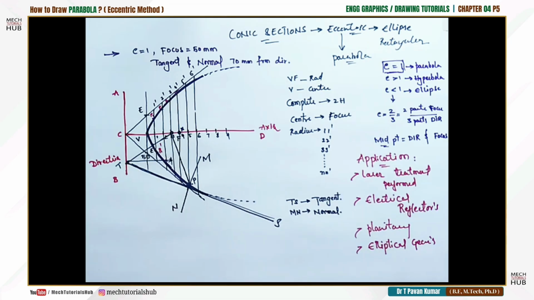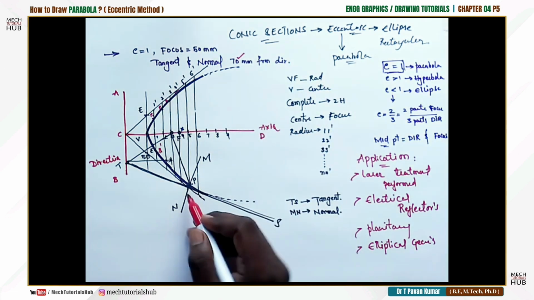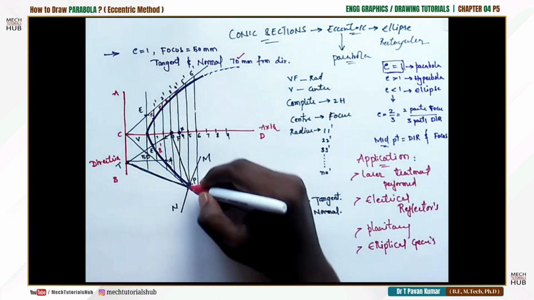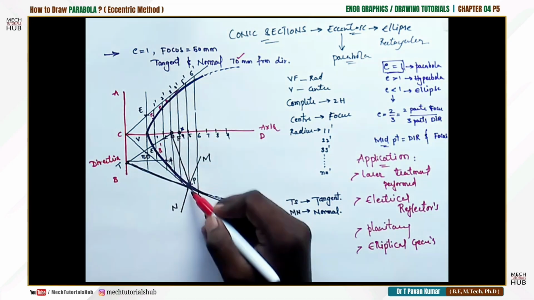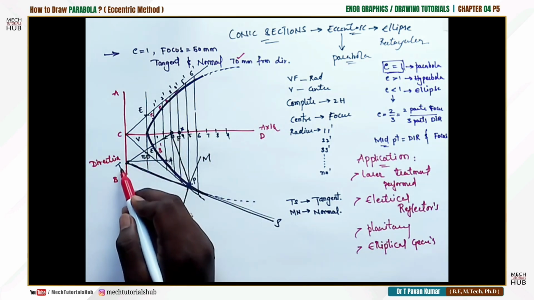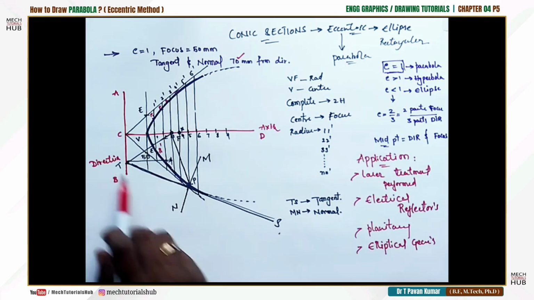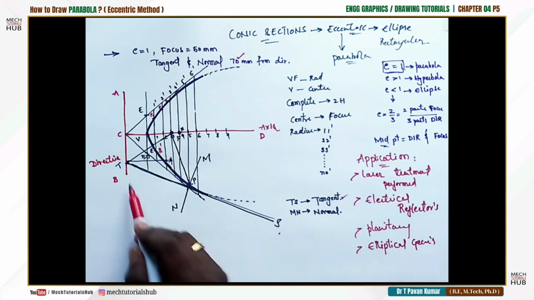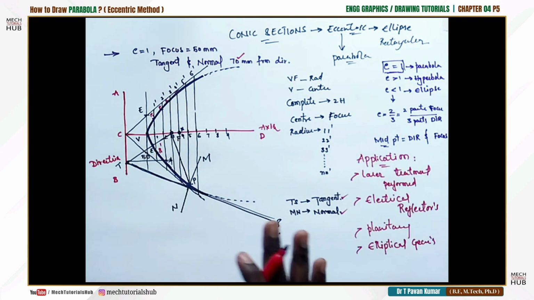I'll repeat. Here we have marked the point for tangent and normal, which is given in the question as 70. I'll consider that point as P. I have joined that point with the focus. From the focus I have drawn one more line perpendicular to this line PF. Wherever it meets the Directrix, I'll consider that as T. From there I'll draw one more straight line passing through TP, up to some infinite distance. Now this TX acts as the tangent, and the perpendicular to it, MN, is your normal. This is how we construct a parabola by using the eccentric method.